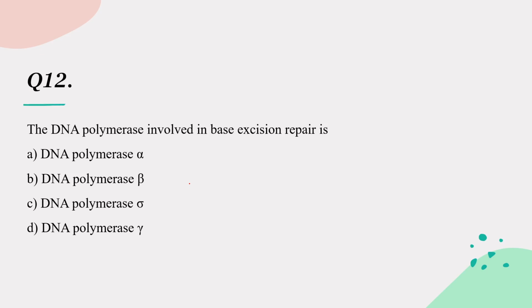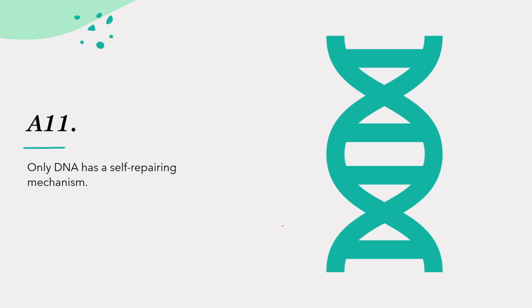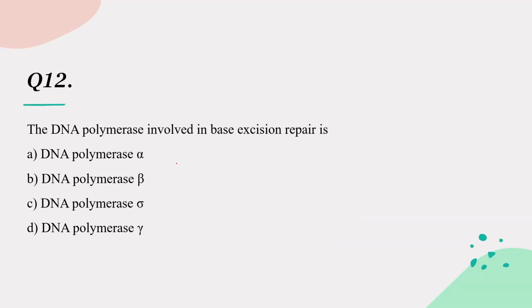Which DNA polymerase is involved in base excision repair? Because in the previous slide we discussed how the base excision repair mechanism happens, and there must be one DNA polymerase that adds the new DNA and ligase just seals the break. As you know, there are a set number of types of DNA polymerases. So which DNA polymerase is involved in base excision repair? Please try to answer. Oh, the slide has not changed.